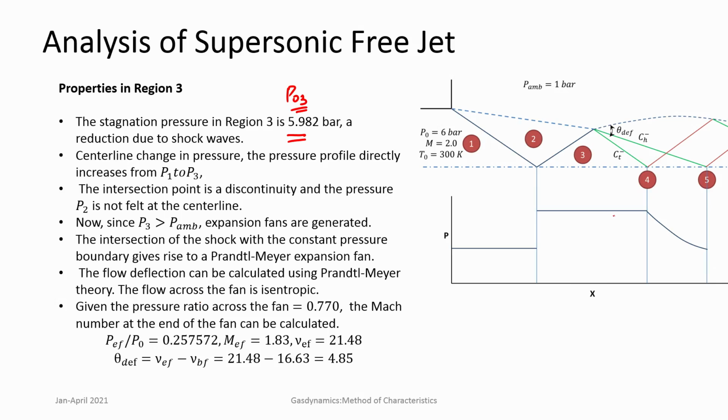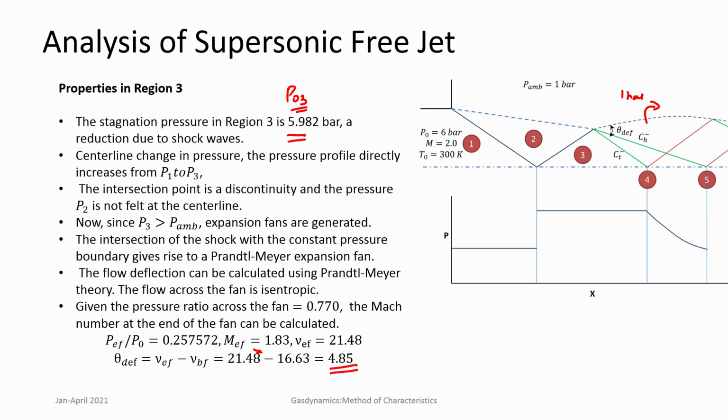Now this pressure is higher than ambient, so you will get an expansion. You know the pressure over here, which is 1 bar, therefore you know the pressure across the Prandtl-Meyer expansion fan. Since the flow is isentropic, we can calculate what should be the Mach number of the final wave, after which it again gets into uniform flow, and that Mach number is found out. So that Mach number is 1.83 and the corresponding flow deflection can be found, it is 4.85 degrees.